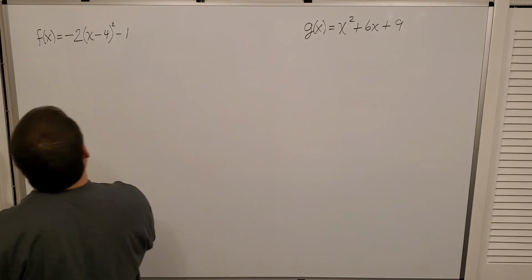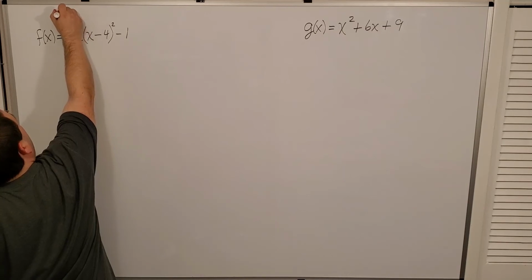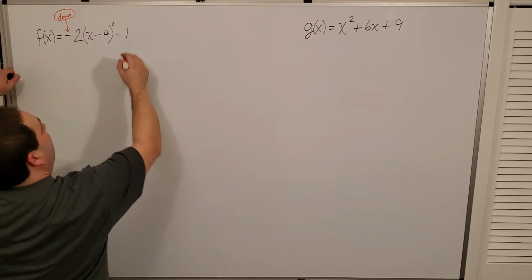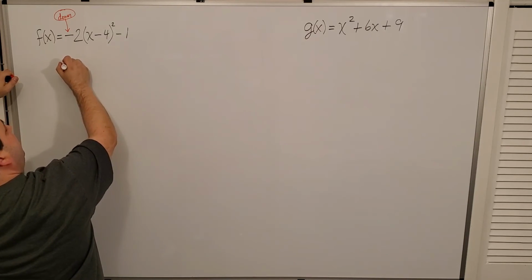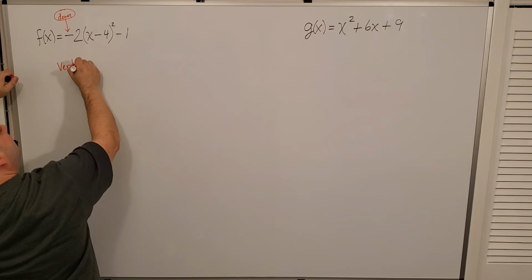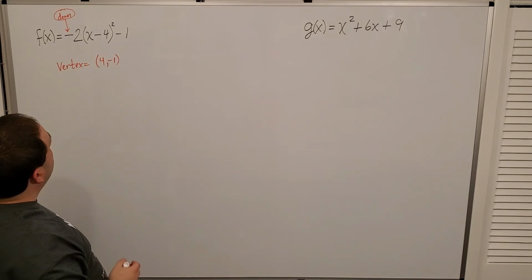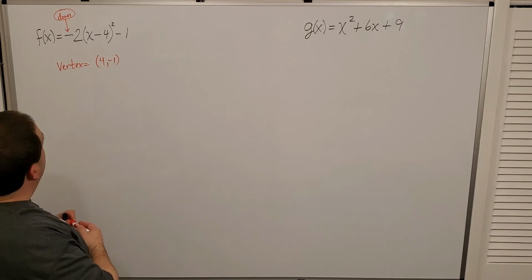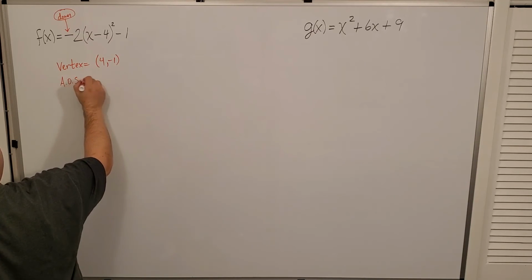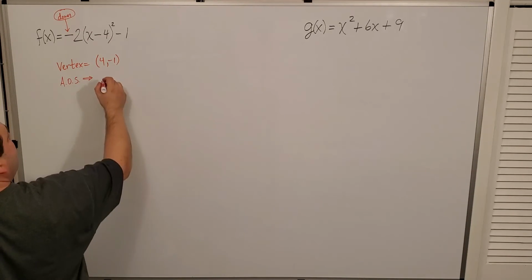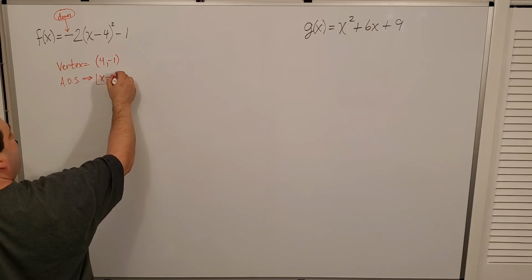Alrighty, so we can see right here that it's facing down. Shift down and to the right. So my vertex is (4, negative 1). All right. And my axis of symmetry is x equals 4. Remember, it's the equation, x equals 4.